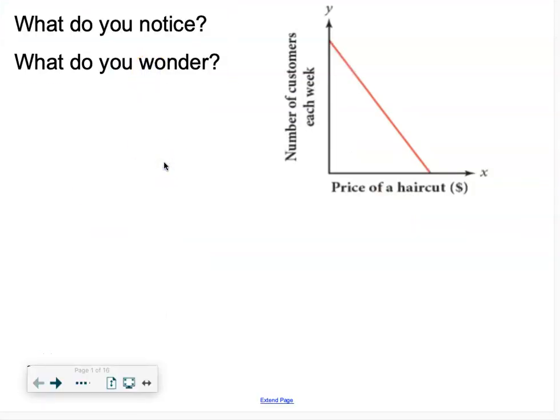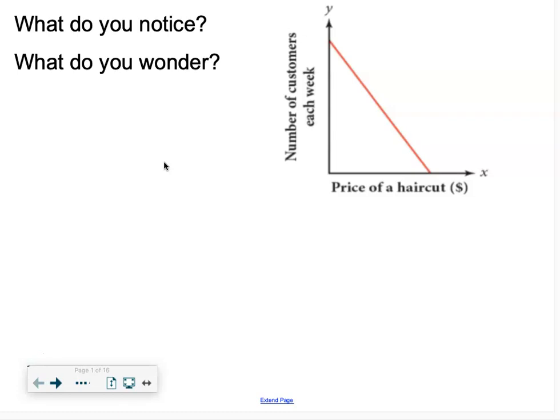All right, someone tell me something that their group noticed. What did you notice? Negative slope. Negative slope, is that what you said? Fantastic. What else? Put the phone away, please. I'm writing down my homework. Oh, okay, that's fair. All right, what else?